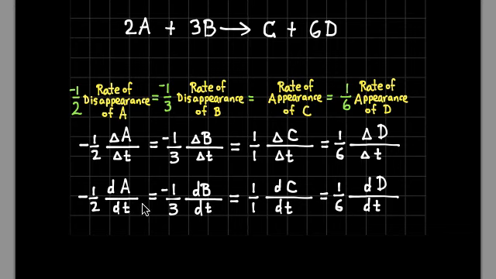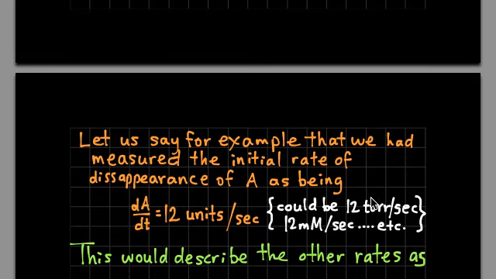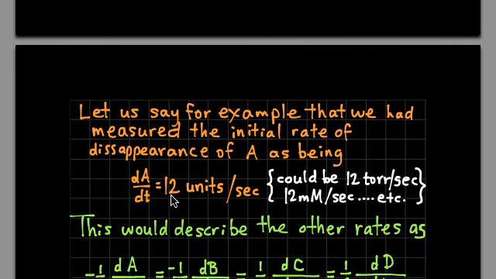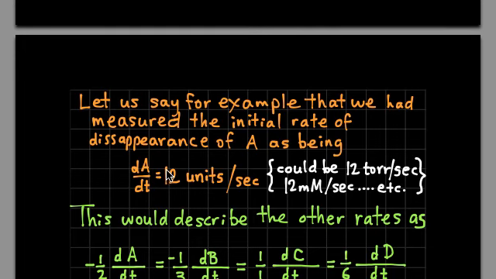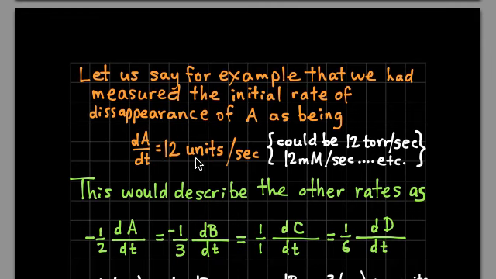dA by dt, dB by dt, dC by dt, dD by dt. And they're a little changing, little incremental parts. Let's say, for example, that I knew the rate of disappearance of A was 12 units. Really, I'm going to stick a negative in front of that because it's disappearing. We could say the rate of the reaction's negative for the negative of the reactants, positive of the products. Torr per second, molarity per second, I don't know.